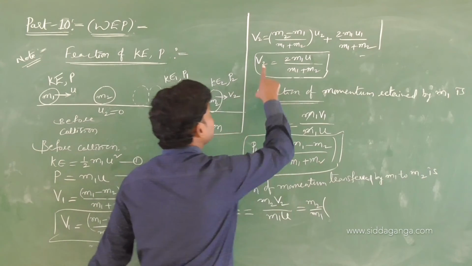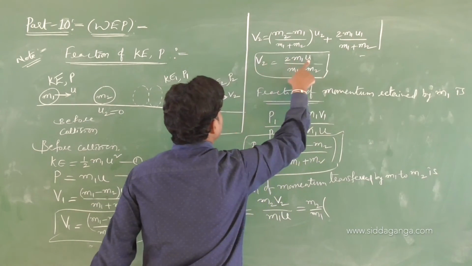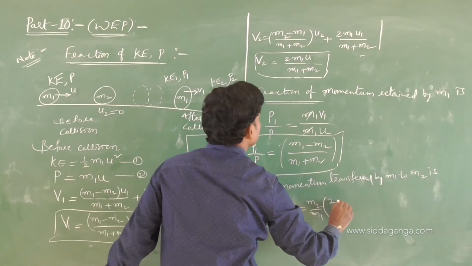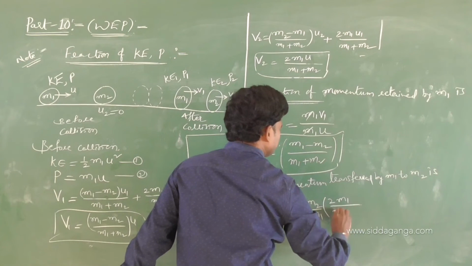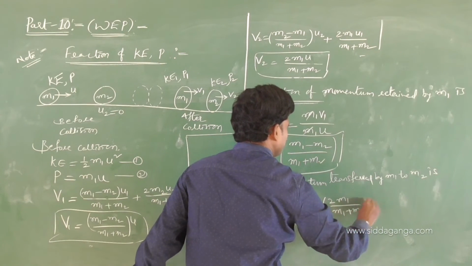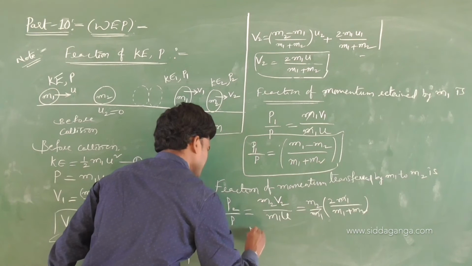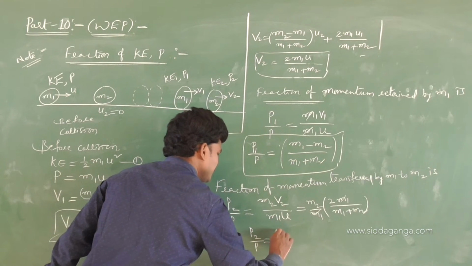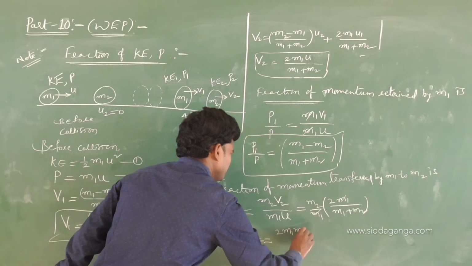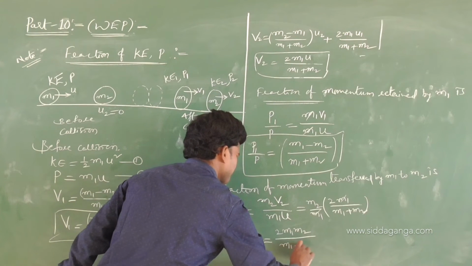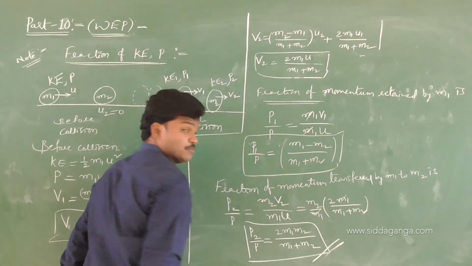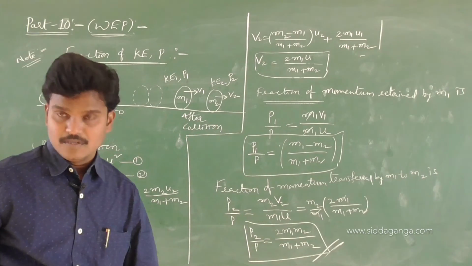V2 by U. What is V2 by U? Take this U on the left side, V2 by U is 2 M1 by M1 plus M2. M1 gets cancelled. Then P2 by P is 2 M1 M2 by M1 plus M2. So use these formulas to solve some problems.